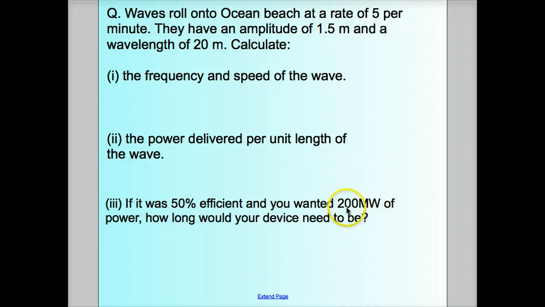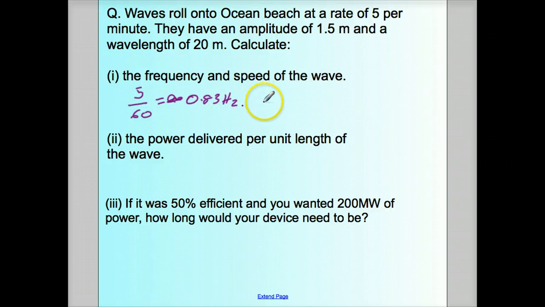So let's do another calculation. Waves roll onto ocean beach at a rate of 5 per minute, and they have an amplitude of 1.5 meters and a wavelength of 20 meters. Firstly, calculate the frequency and speed of the wave. So the frequency is already given as 5 per minute, but we want it per second, so 5 per 60 seconds. So the frequency is going to be 0.83 hertz.